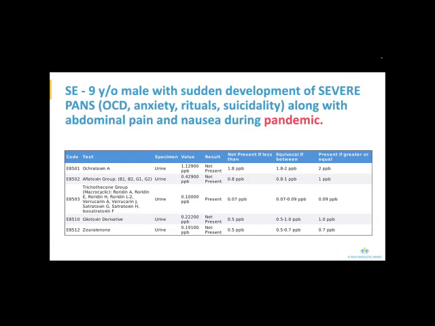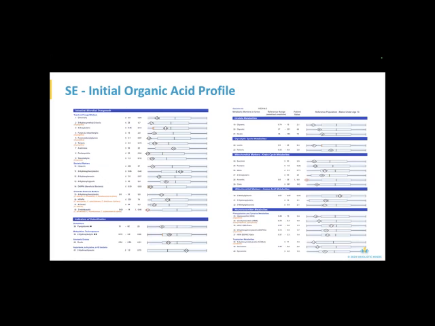This was a child, one of the worst cases of PANS that I'd ever seen, where he was suicidal, extremely aggressive, high anxiety, and basically during the pandemic completely fell apart. This was his original urinary mycotoxin. God, that doesn't look bad. This can't be mold. This was his organic acid. God, that doesn't look bad.